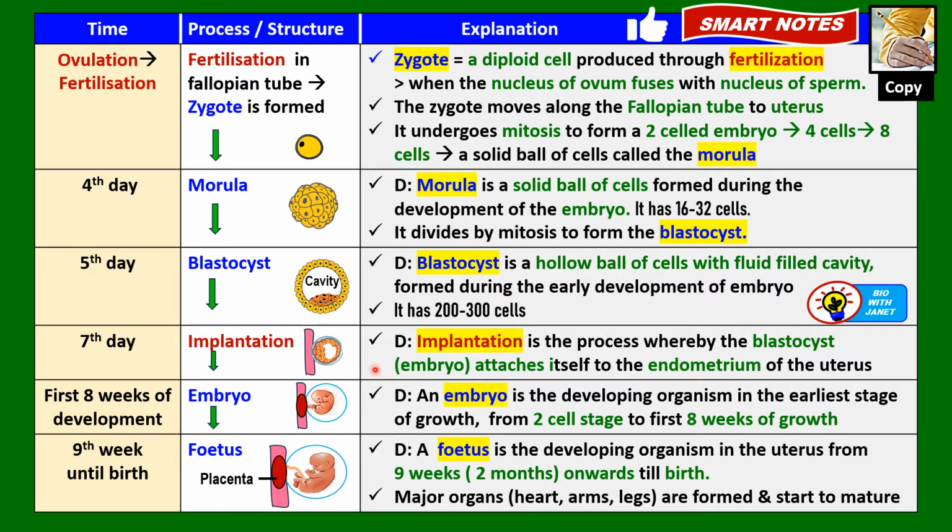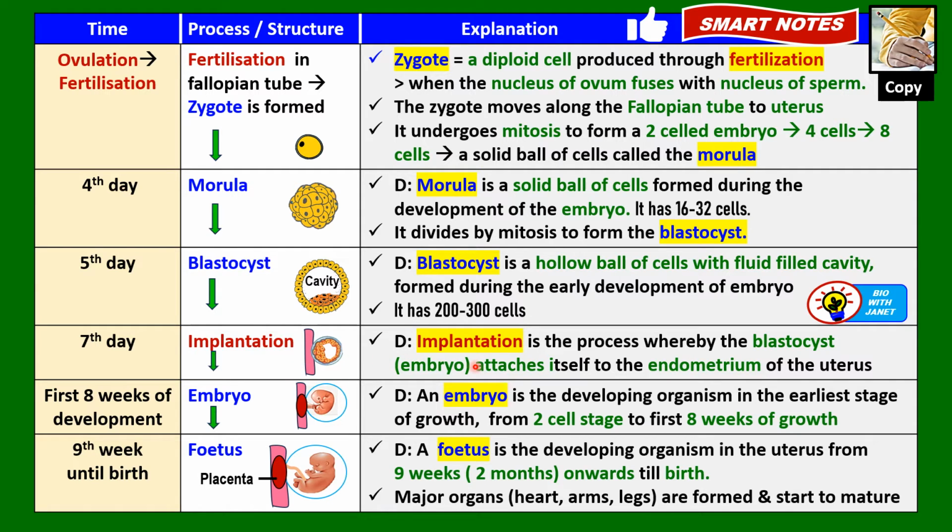Now, that's on the 5th day. The blastocyst is formed on the 5th day. And actually, by the 4th or 5th day, the ball of cells, or the morula, is already found in the uterus, from the fallopian tube that's gone down to the uterus. So on the 7th day, after the blastocyst is formed, implantation occurs.